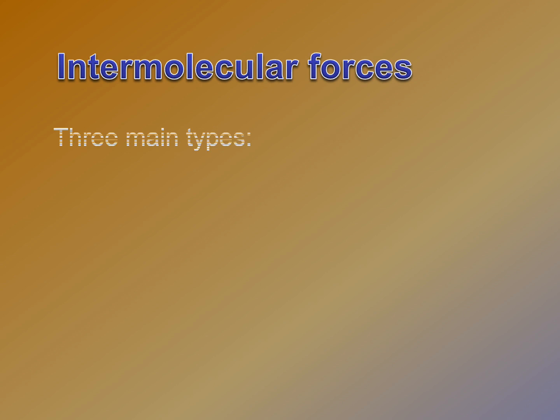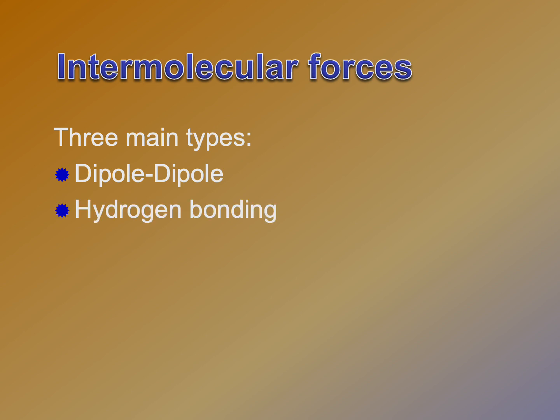So there are three main types of intermolecular forces we come across, and these are ones that we looked at in Chem 1, but we're going to dive a little bit deeper into these. So we have dipole-dipole forces. You'll also hear these referred to as dipole interactions. We also have hydrogen bonding. This you heard in biology and Chem 1. And then we have London dispersion forces.